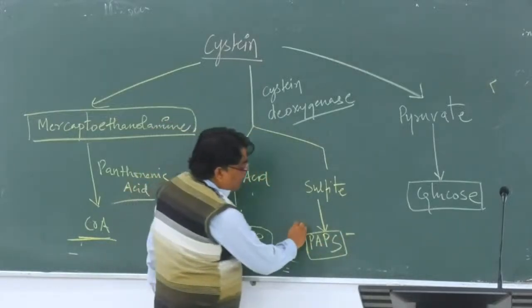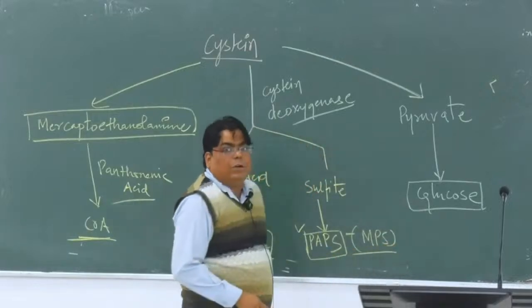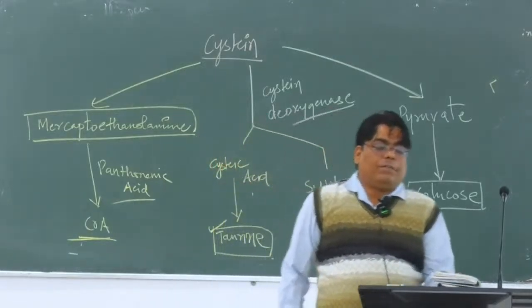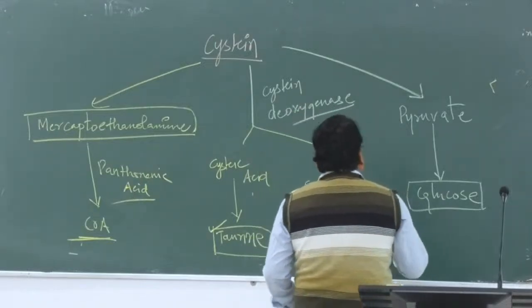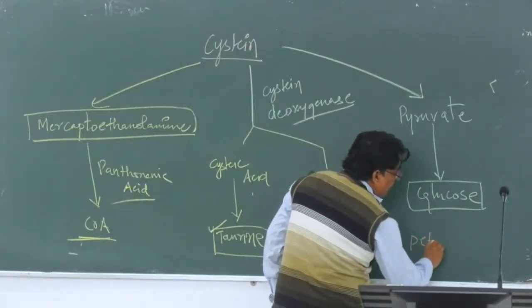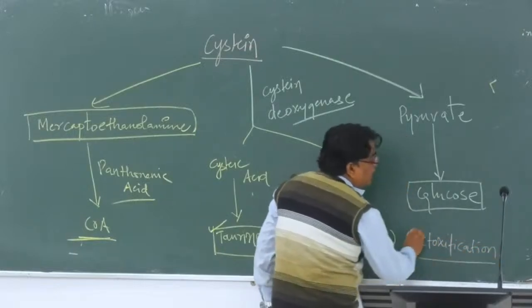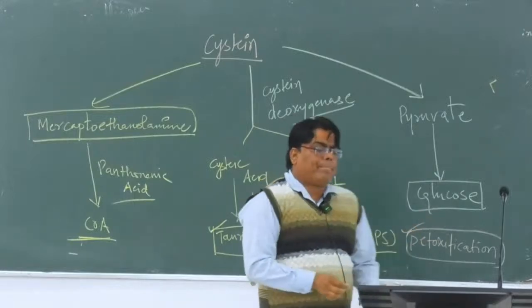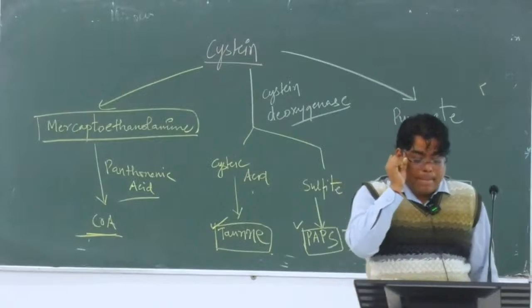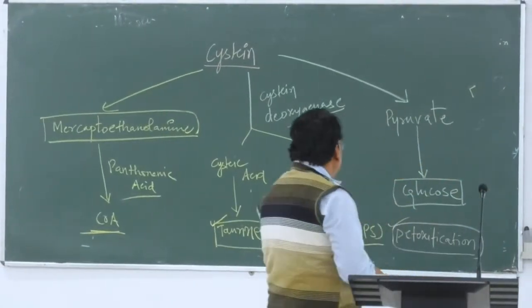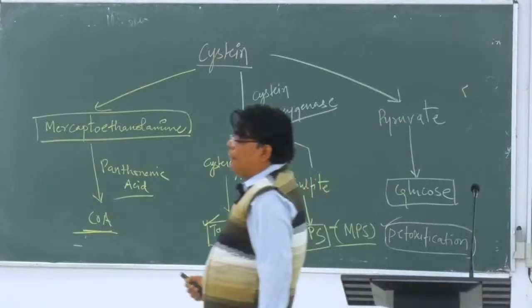And this is generally used for the formation of MPS. MPS means mucopolysaccharides. Formation of MPS, mucopolysaccharides, and these PEPs are also used in detoxification. When you read the topic xenobiotics, there is use of this PEP, phosphoadenosine phosphosulfate. MPS. Okay, so this is the degradation of this amino acid.